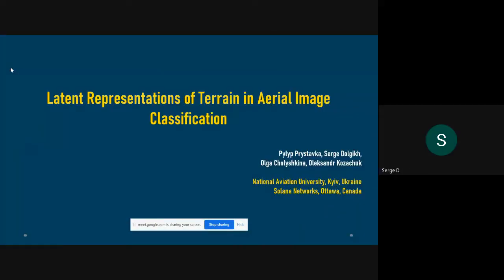So good morning, everybody. Thank you for this opportunity to present our work by a research group at the National Aviation University at Kiev, Ukraine. The title is Latent Representations of Terrain in Aerial Image Classification.